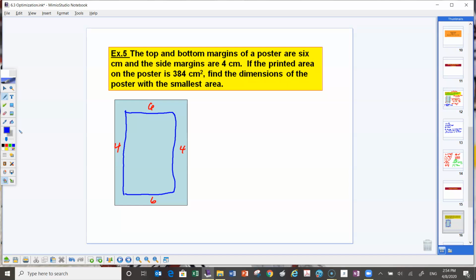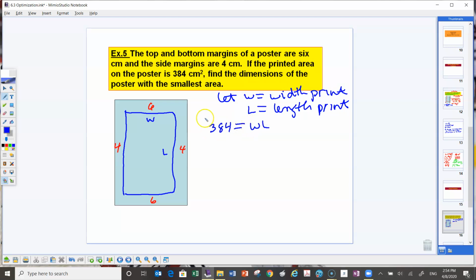Okay, so first of all, we know the area of the printed part. It's the blue part. So I'm going to use W and L for the quantity we know, the printed part. I'm going to let W equal the width of the print, and L equal the length of the print. So we know that the area of the blue part is 384, so 384 is going to be W times L. So there's my first equation.